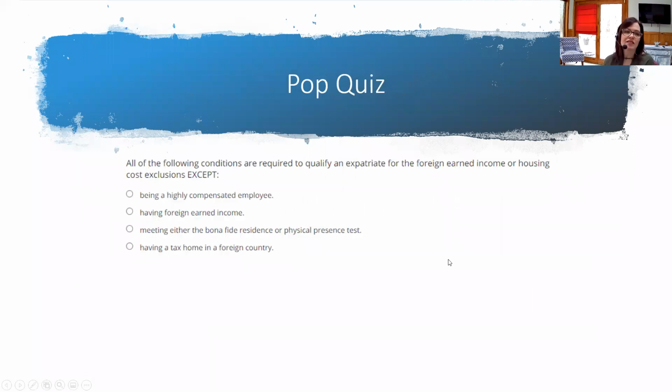Pop quiz. All of the following conditions are required to qualify an expatriate for the foreign earned income or housing cost exclusion, except: being a highly compensated employee, having foreign earned income, meeting either the bona fide residence or physical presence tests, or having a tax home in a foreign country.